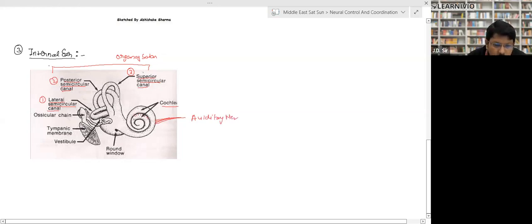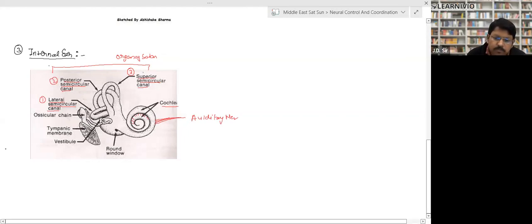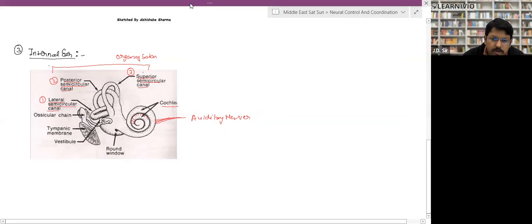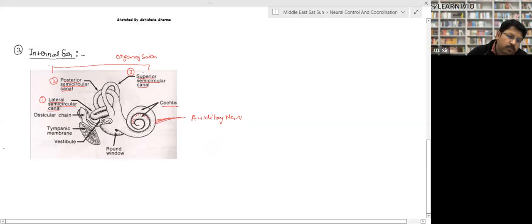These hairs are called the organ of Corti, and these organ of Corti receive the vibration, and they transmit the vibration in the form of auditory messages, right? And these auditory nerves take the message to the brain, and then we will be able to listen to the sound wave, right? So this is the structure of the internal ear. Please note it down.